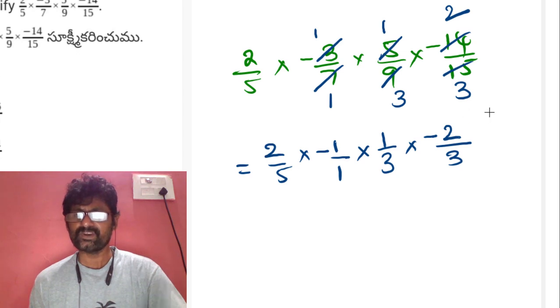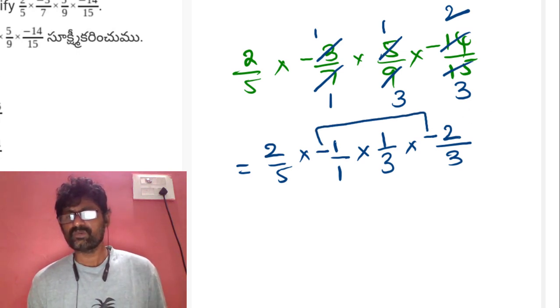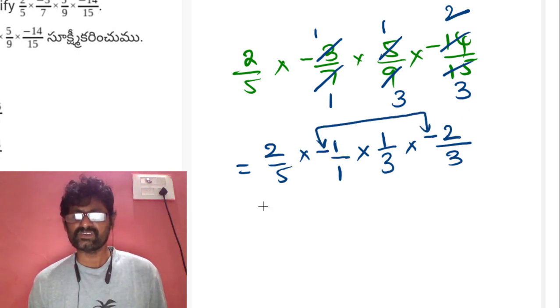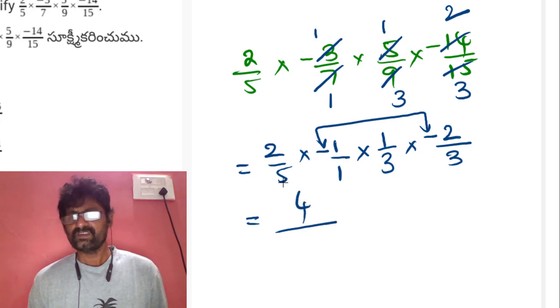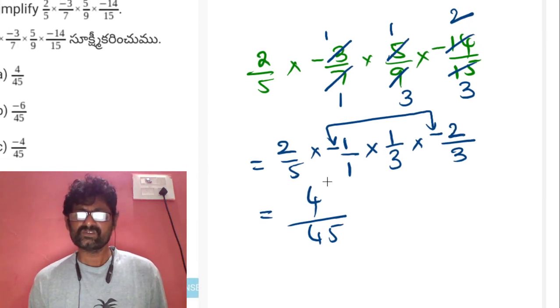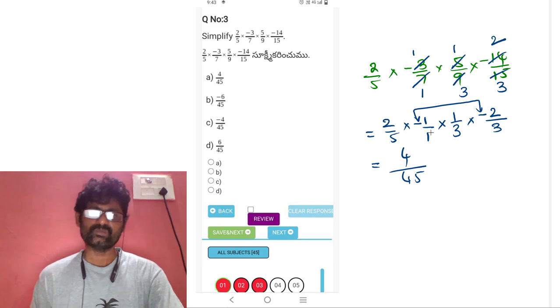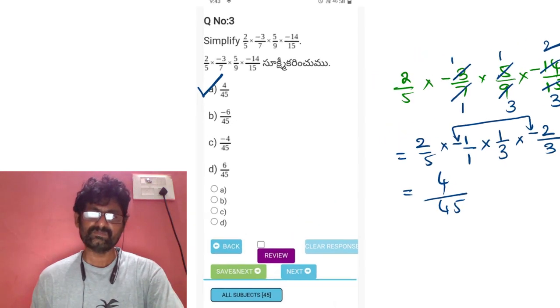If you observe the numerators, negative into negative is positive. If you multiply all the numerators, 2 times 1 is 2, and into 2, that is 4. By 5 times 1 can be ignored, 5 times 3 is 15, 15 times 3 is 45. So 4 by 45. That is the correct option. So the answer is A. Let us go to the fourth problem.